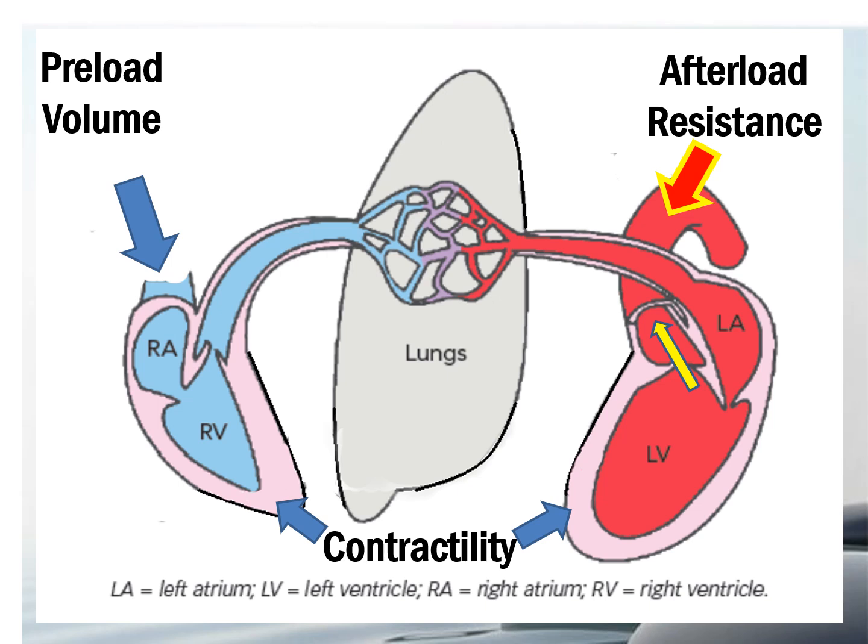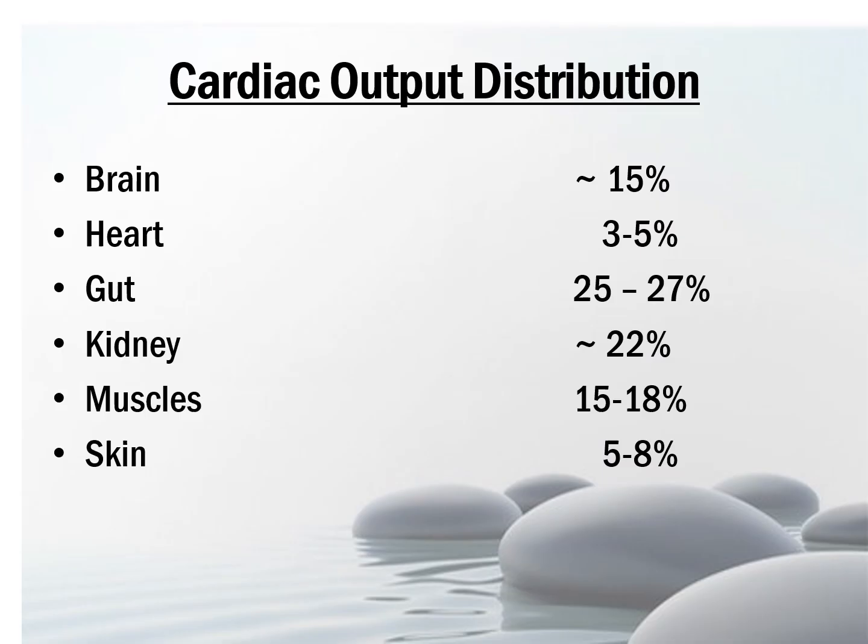That's preload. That's the volume coming into the heart. The heart has to be strong enough, that's contractility, the squeeze of those two heart muscles, the right ventricle and left ventricle. And then the last thing is the resistance. So this is the force that's exerted back against the heart when the heart's trying to squeeze. And there are times when that resistance drops, and there are times when it increases. And we'll talk about some scenarios where that plays out.